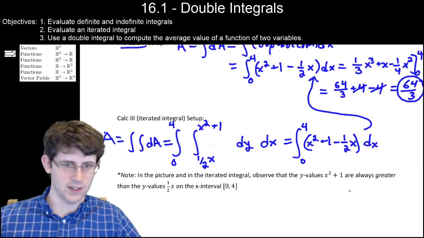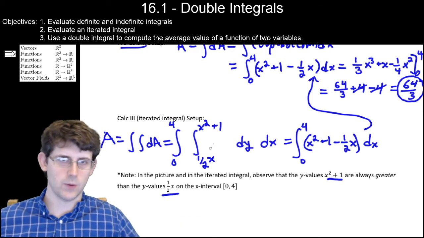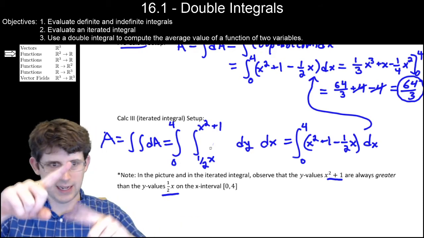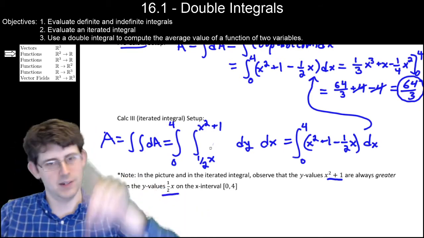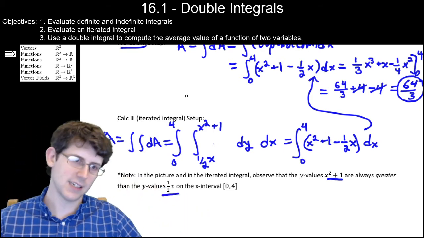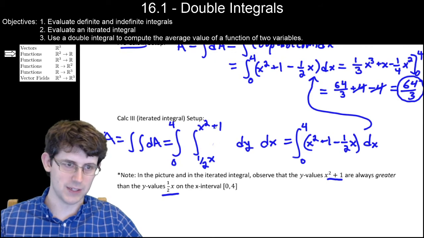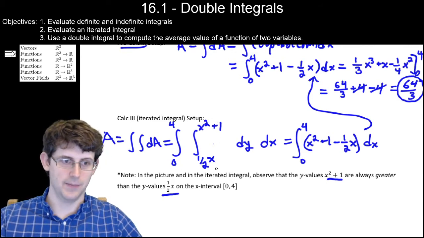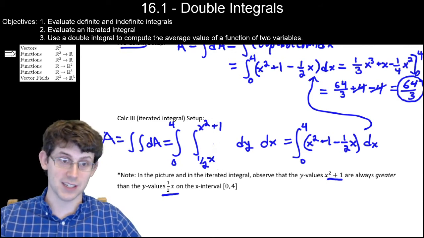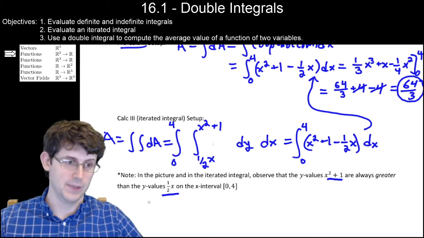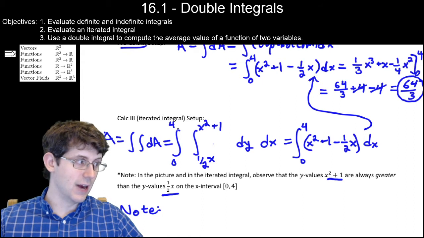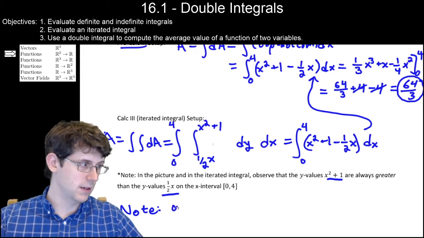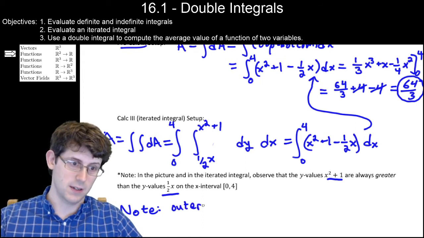Here, this is a good note that just like in Calc 1 or Calc 2, if sometimes x squared plus 1 was below 1/2 x and sometimes it was above, you would have to split the integral into different pieces. But essentially the point here is we get some x bounds, we get some y bounds, and the y bounds can be functions of x. One more note is that the outermost bounds are always numbers.